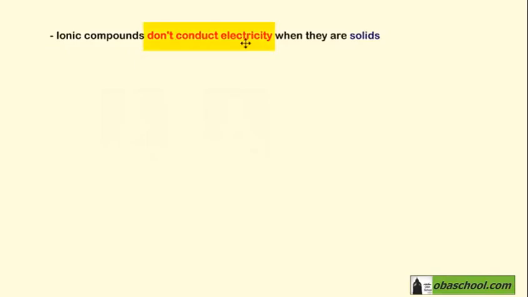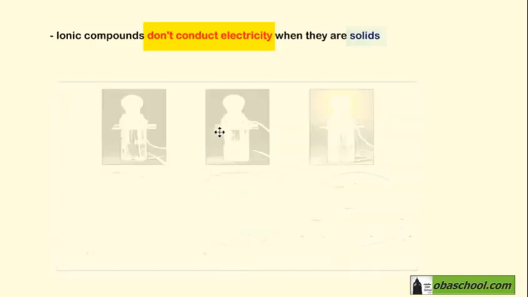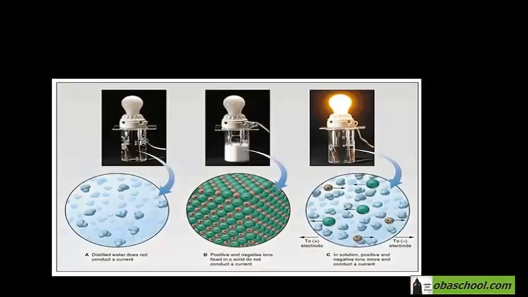Ionic compounds don't conduct electricity when they are solids. So when ionic compounds are in the solid phase, they don't conduct electricity. But then the question is, when do they conduct electricity? Consider this figure. 3 beakers are connected to 3 lamps. There are different substances in each beaker.